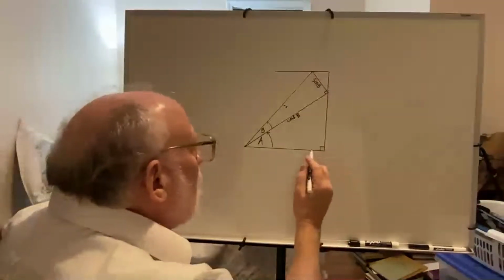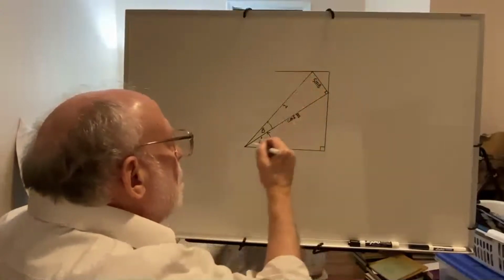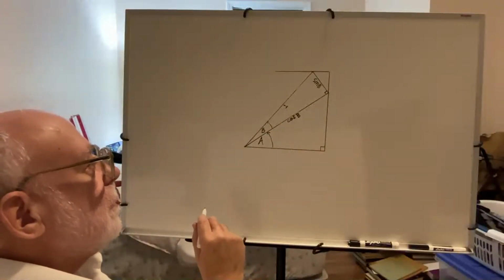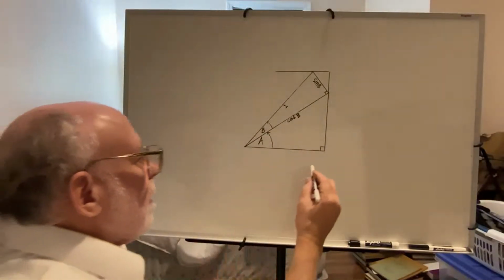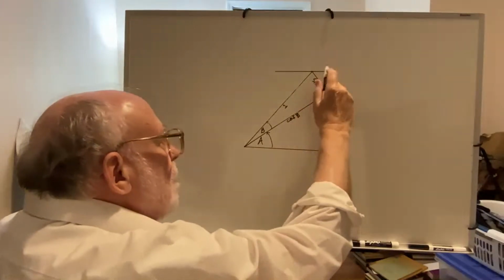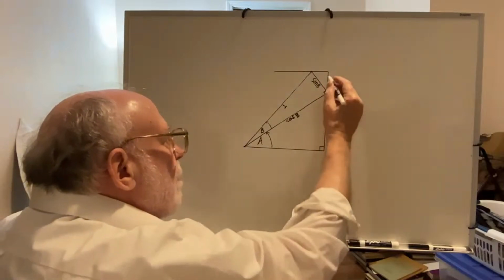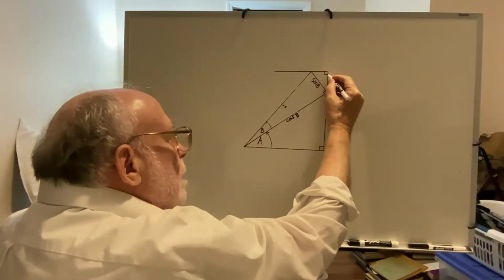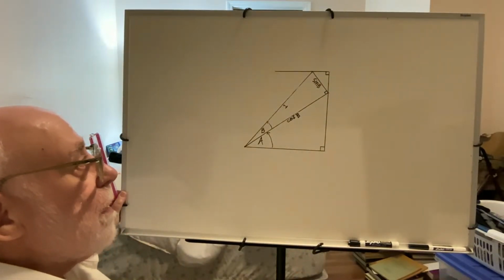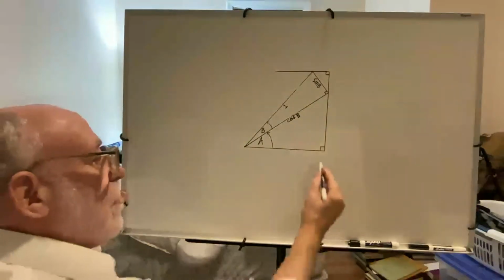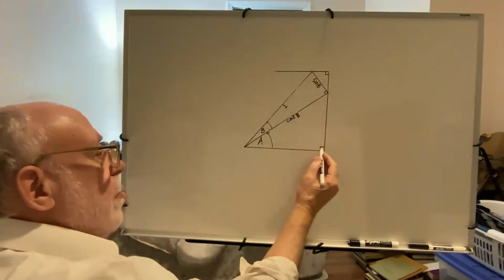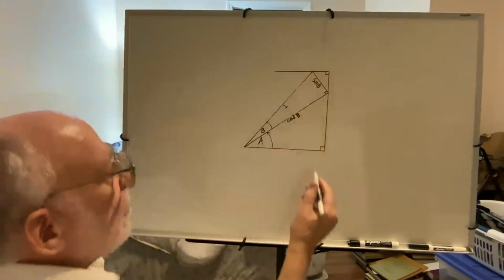So now this top and bottom line are parallel. This segment here could be thought of as a transversal. So interior angles on the same side of the transversal are supplementary. So that also has to be 90, because the other interior angle on this side of the transversal is 90, so they must add up to 180.